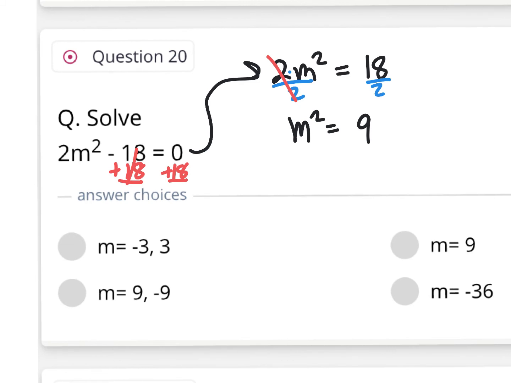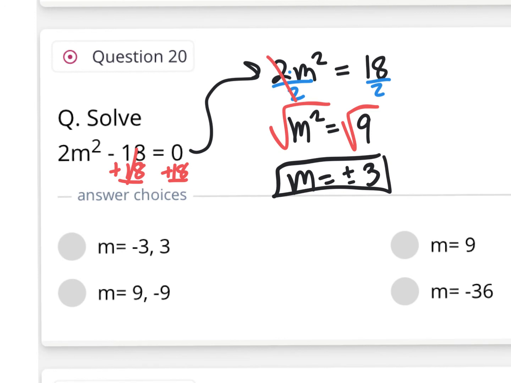Now I want the m by itself. I do not want an m squared. So I want to get rid of the square by doing the inverse operation of the square, which is a square root. And we must remember that when we apply a square root in an equation, then you have to put a plus or minus in front of your answer. In this case, m equals plus or minus 3. That means positive 3 and also negative 3. So there's your answer. Okay.